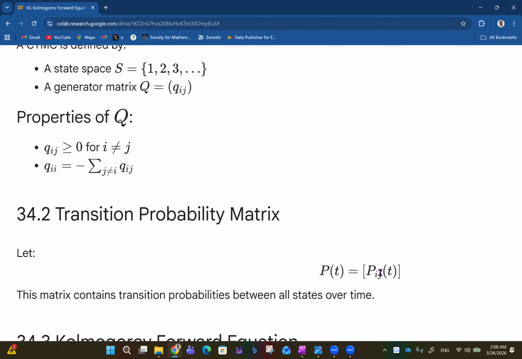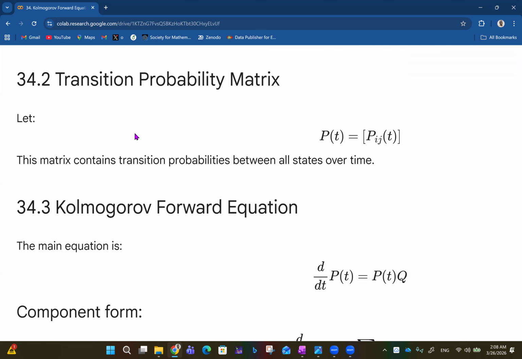So let P(t) be equal to the matrix of P_ij(t). This matrix contains transition probabilities between all states over time, and it is usually defined as the matrix exponential involving the generator matrix Q.